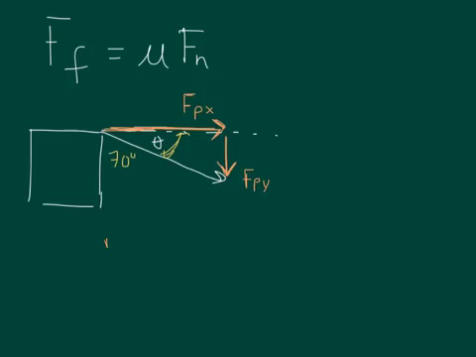I keep writing P instead of FP. I don't know why. What is FPX? Nobody remembers this? You take the original force and multiply it by what? Cosine. Good. Okay, that's what FPX would be. And FPY, see again, it's the weirdest thing.